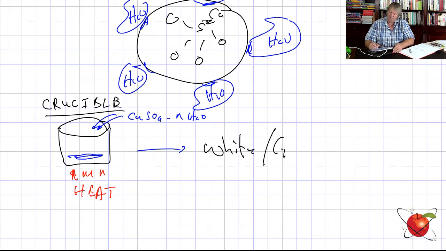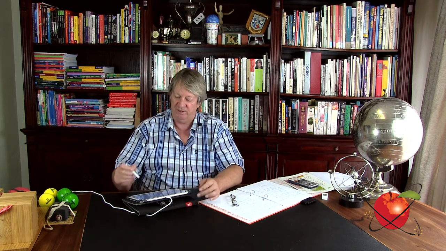Gray. What has actually happened when you heat it? What does water do when you heat it? It evaporates. That's what happened. You've actually driven off that water of crystallization, and you've got copper sulfate, the pure powder, without the water on the surface.